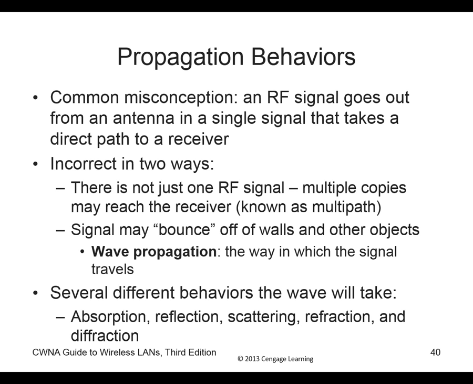Propagation. Common misconception: RF signal goes out from an antenna in a single signal that takes a direct path to a receiver. Wrong. I can bounce that signal off this wall, go over into 218, bounce it off a wall and hit the instructor computer in the back of the room. Or it could go up and then come back down. There's no direct path. Multiple signals will get to that computer, right? That's why we call it wave propagation, because it propagates from different points to come into one.